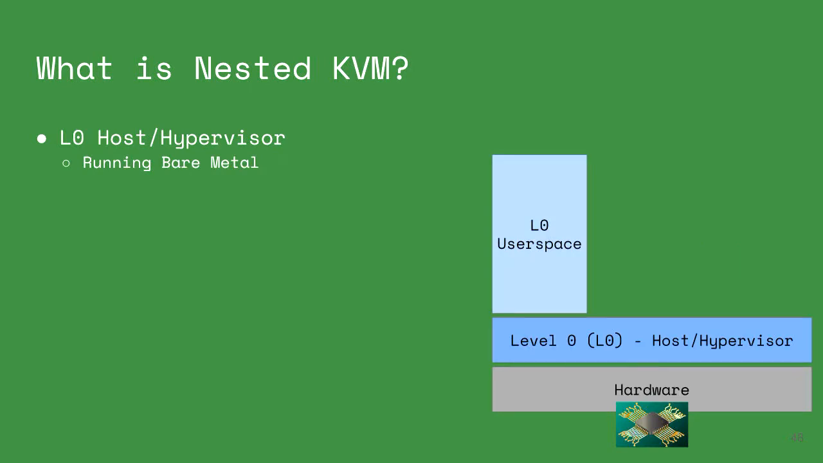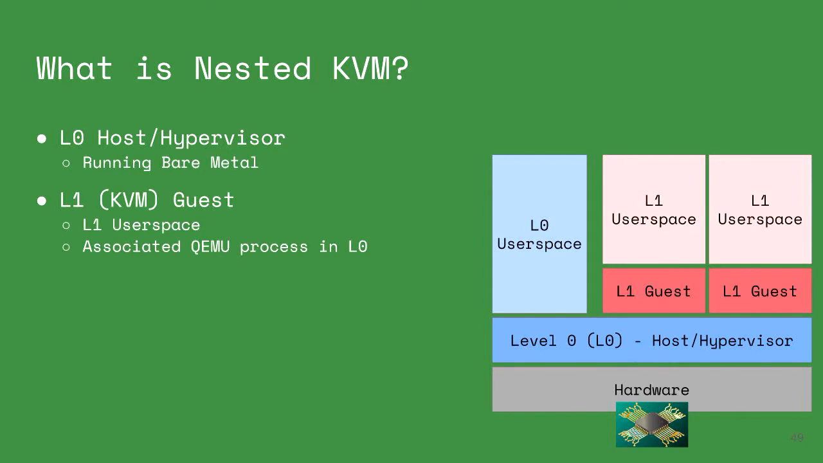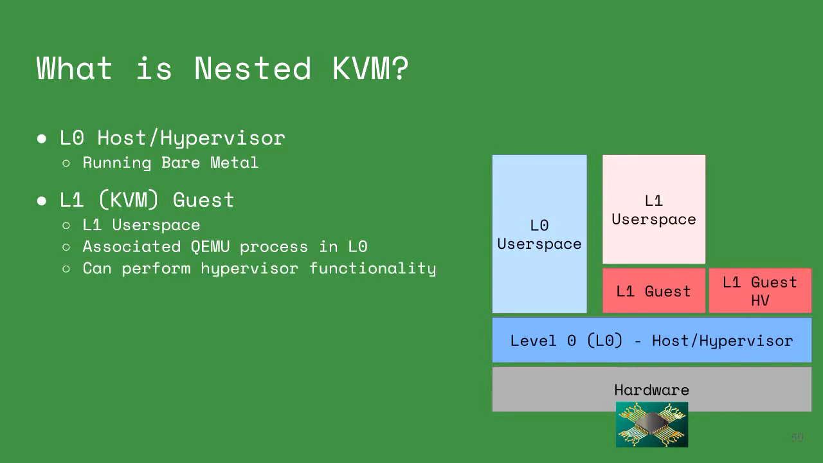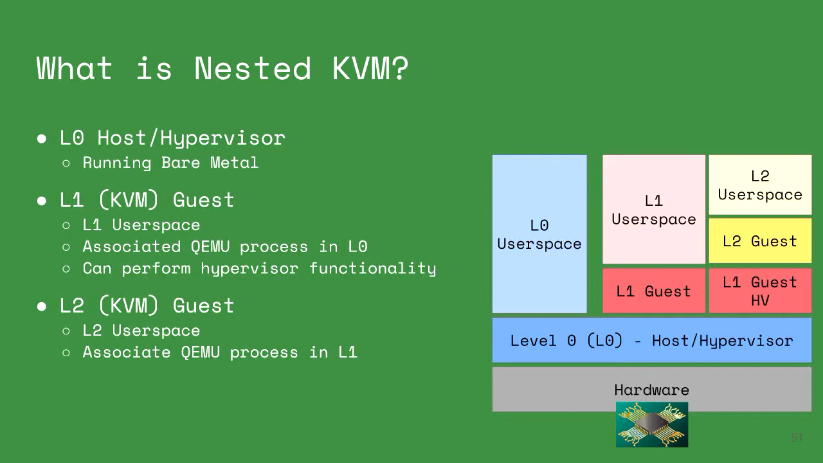So as before, we have our hardware and we have our level 0, or what I'm going to call the L0 host now, running on the hardware. We have our same guest we had before, which I'm going to call level 1 or L1, and again it has its own user space. And I've just said that this guest can now perform some of the functionality that a hypervisor would normally provide and run its own guest.